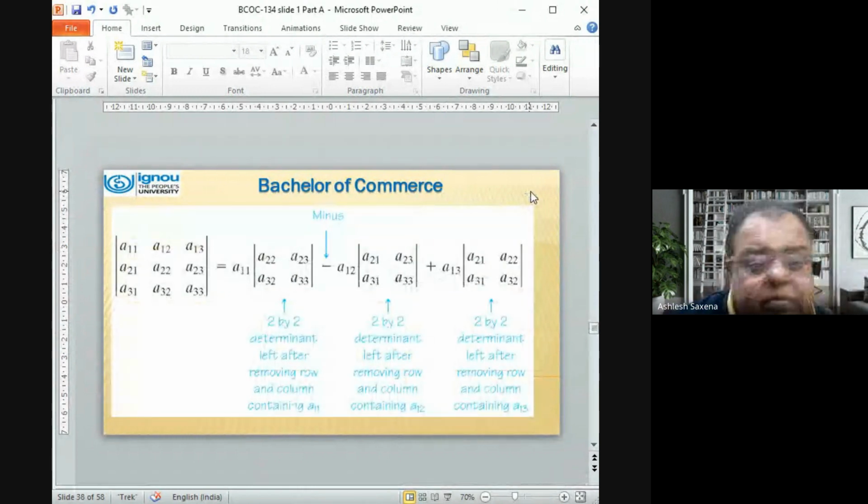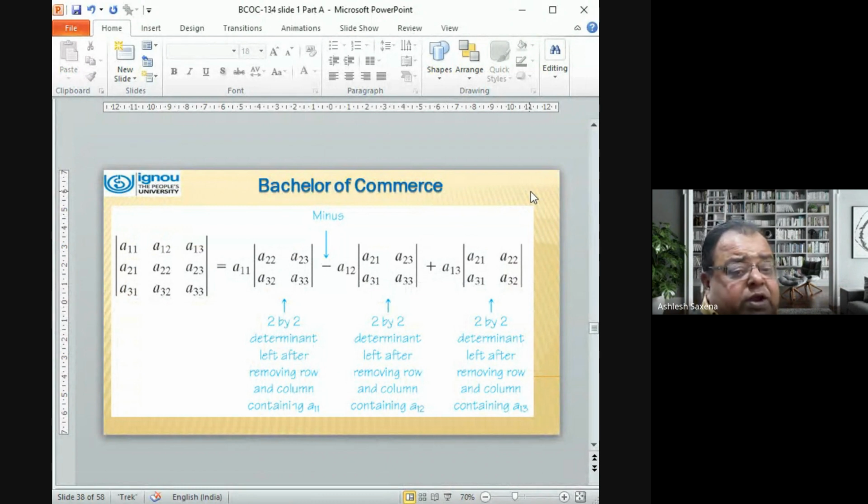Now see to it, how it is used. First one is, see the minus sign in second. Whatever A12 is, if it is plus, it will be minus. And if A12 is minus, this sign will change to plus.